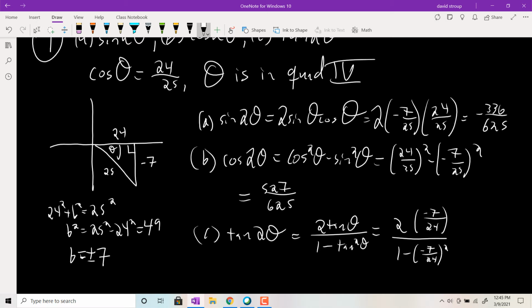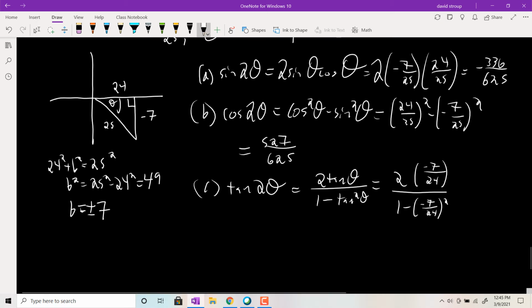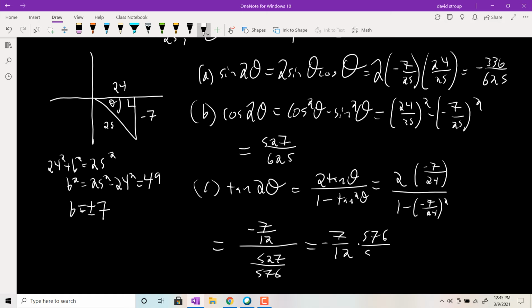Okay. Let's see. This will be negative 7 over 12 all over this thing. If you put that in your calculator, you should get 527 all over 576. And that will be negative 7/12 times 576 over 527. And then if you multiply that out, you'll end up with negative 336 over 527, okay, which is your answer.